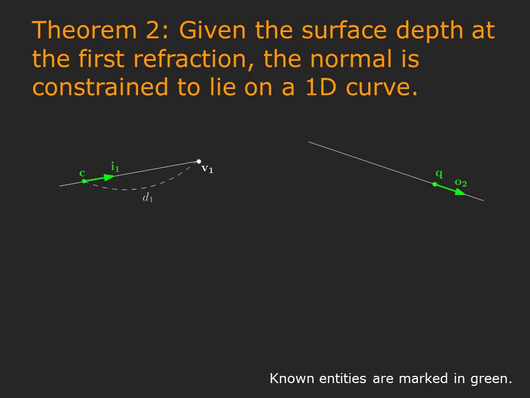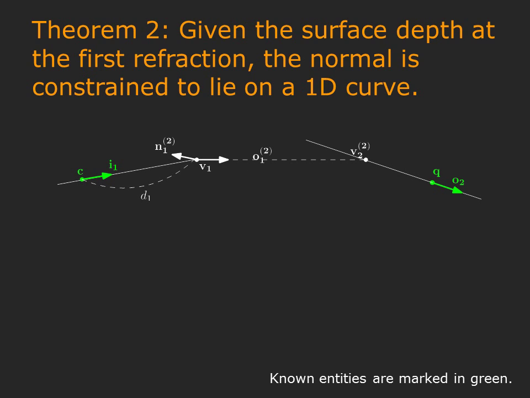Now we explain the second ambiguity. Given the surface depth at the first refraction, the normal is constrained to lie on a 1D curve. Given the surface depth, the location of the first refraction V1 will be determined. The second refraction will happen along the outgoing light ray. We hypothesize that it happens at V21. Thus we know the light ray direction connecting the first and the second refraction, O1,1. The normal corresponding to this outgoing direction is N11.